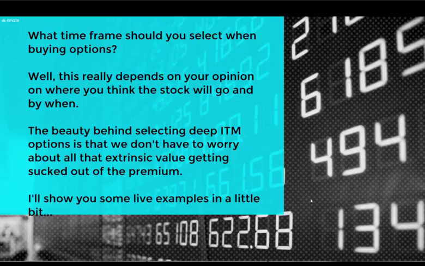What time frame should you select when buying options? Well, this is really going to depend on your opinion on where you think the stock will go and when. I know this is probably something you've heard many times as well, and it's really true at the end of the day: it's dictated by when you think it will happen. So you start a stopwatch right now. You have to think in your mind and try to project it out as best you possibly can. I think it's going to happen within this time frame, and add a little bit more time to that time frame to make sure that you have enough time.